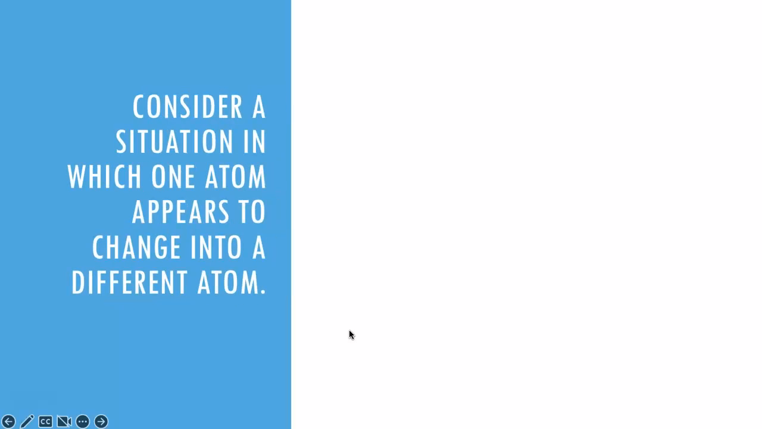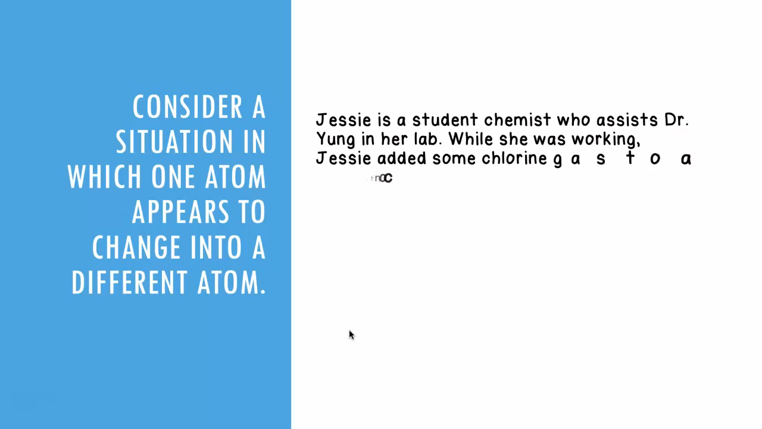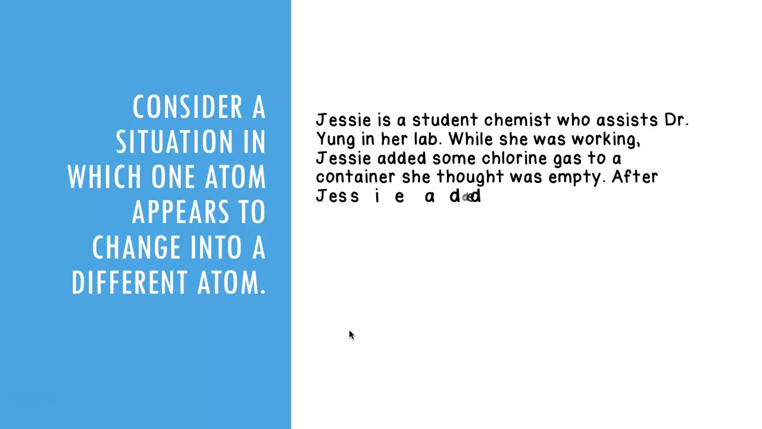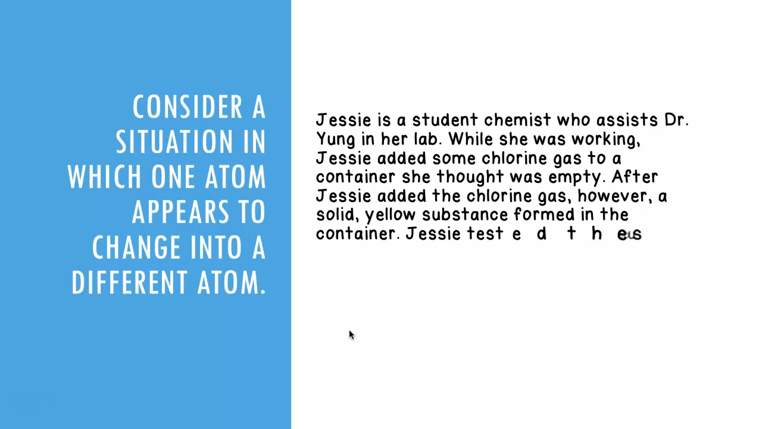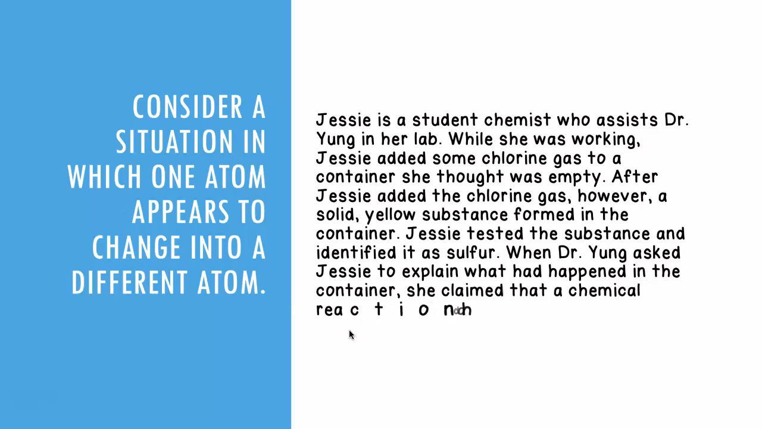So consider a situation in which one atom appears to change into a different atom. Jessie is a student chemist who assists Dr. Young in her lab. While she was working, Jessie added some chlorine gas to a container she thought was empty. After Jessie added the chlorine gas, however, a solid yellow substance formed in the container. Jessie tested the substance and identified it as sulfur. When Dr. Young asked Jessie to explain what had happened in the container, she claimed that a chemical reaction had changed the chlorine into sulfur.